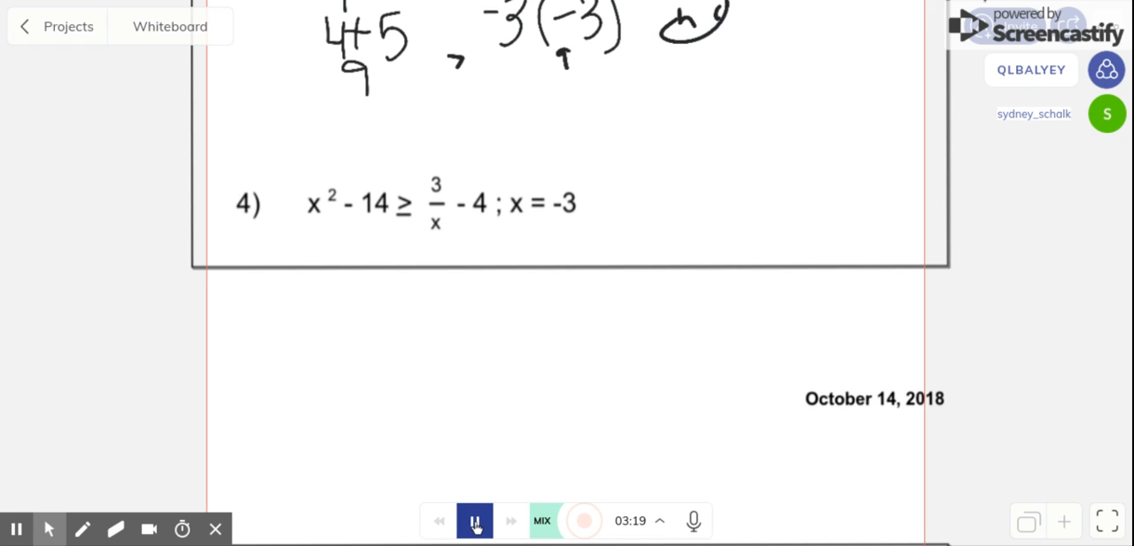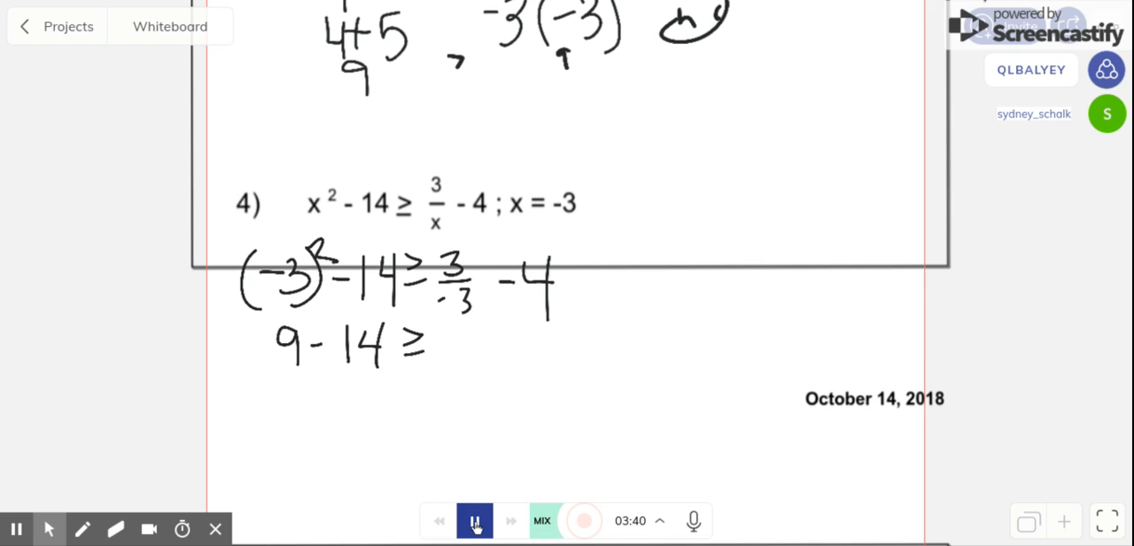Last one here, we have number 4, where we're going to plug in negative 3 for x. So we have negative 3 squared minus 14 is greater than or equal to 3 divided by negative 3 minus 4. Well, on the left, negative 3 squared, or negative 3 times negative 3, gives me 9 minus 14, and that's greater than or equal to 3 divided by negative 3, which is negative 1 minus 4.